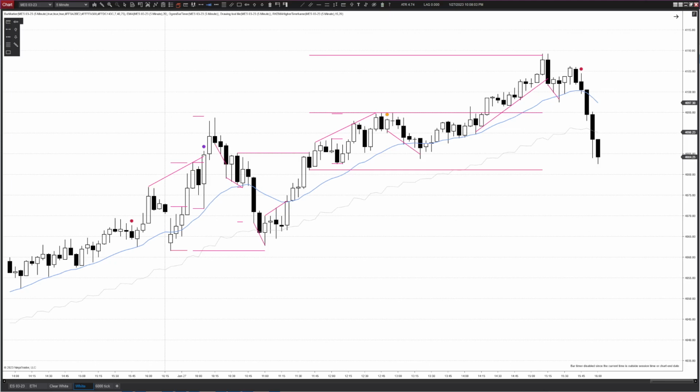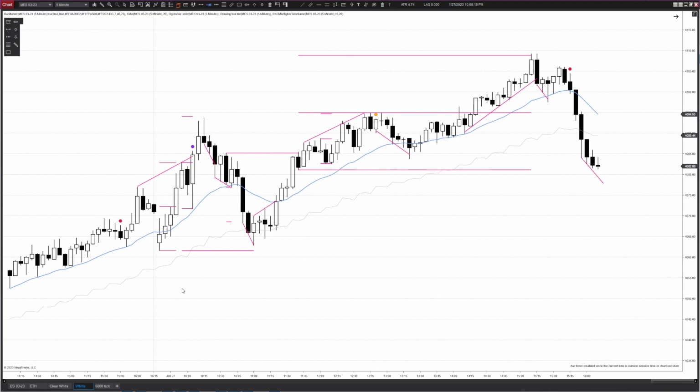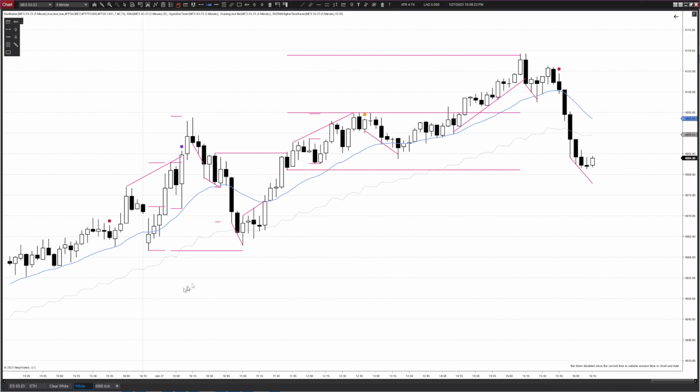Now we're beginning to wedge. 3 pushes down. Oh, wrong one. 1, 2. That's a third push. So chances are we're going to reverse here, which is also a test of this low, the bigger trading range low. There we go. So we're going to get a bull bar. And I think that was the end of the day. Yes, that was the end of the day.